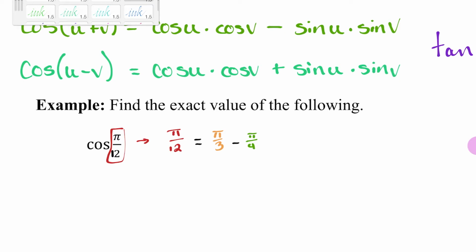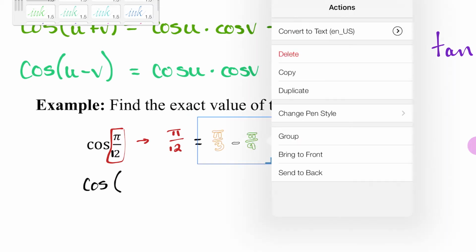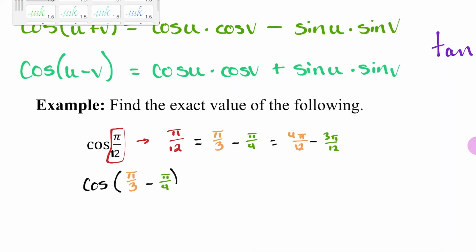So I came up with pi over 3 minus pi over 4. So pi over 3, if I put it into 12ths, is 4 pi over 12. Pi over 4 is 3 pi over 12. So subtracting those would give me that pi over 12. So that means that instead of cosine of pi over 12, I'm going to be looking at cosine of pi over 3 minus pi over 4, since those are the same thing.